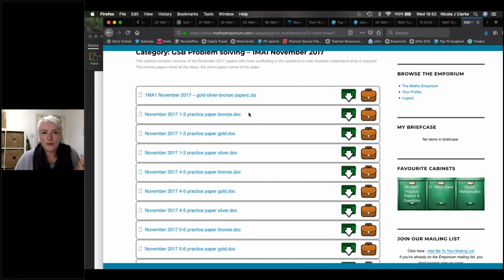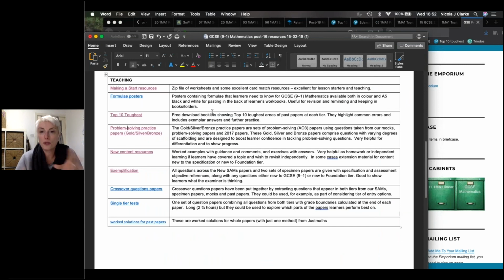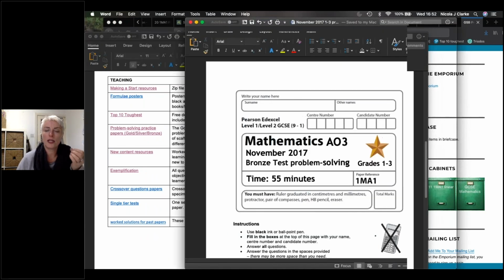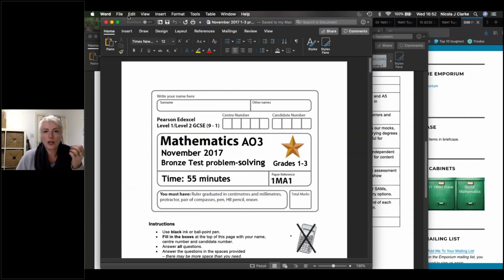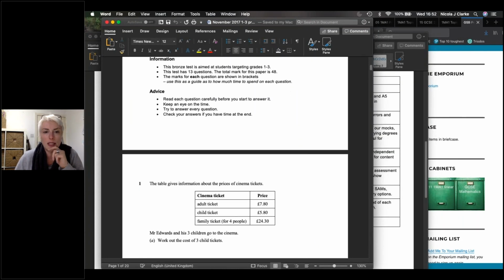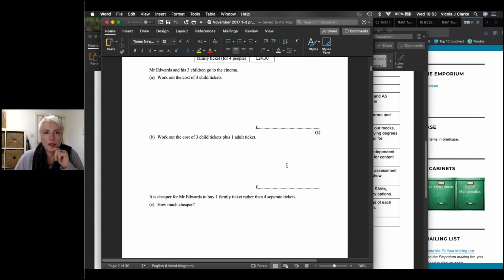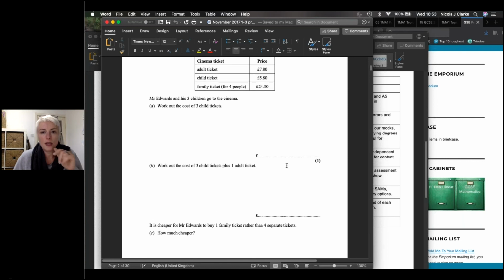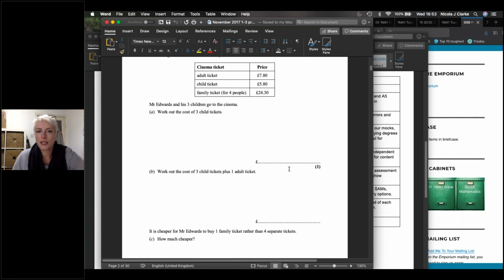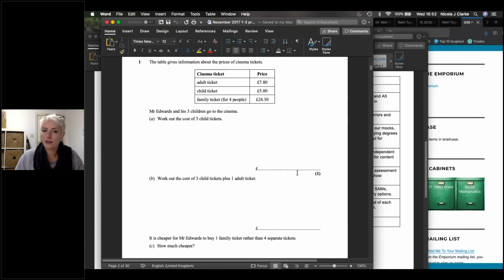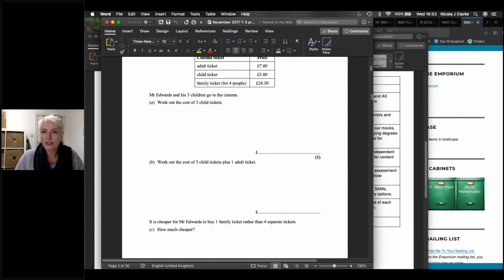Bronze, for example, will show you the most scaffolding. So you get a problem-solving question and it'll show you the steps or direct learners to the steps that they might find helpful. In this case, it'll be, here's your 3 child tickets, here's your 3 children plus an adult, and then do the comparison. With the silver, there's a little bit less, and then the gold questions are exactly as they appeared in the exam.